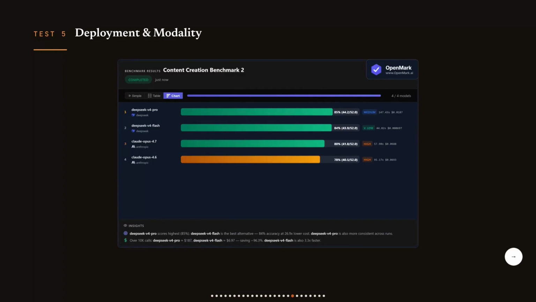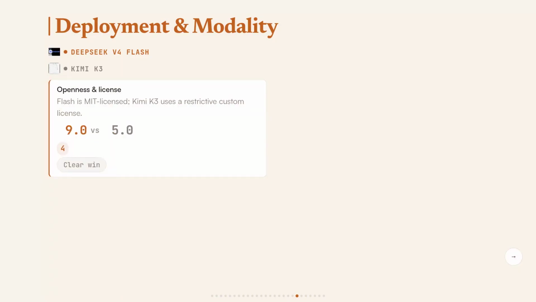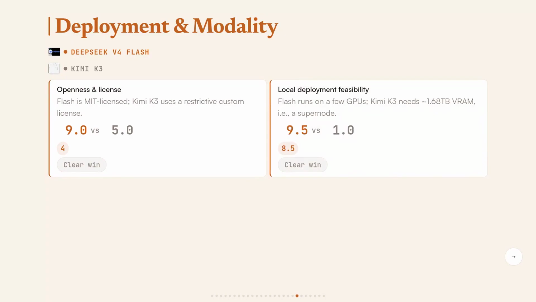so let's talk about what it actually takes to run each of these. DeepSeek V4 Flash is MIT licensed, weighs in at around 304 billion parameters, and runs on a single workstation at roughly 48 gigabytes of VRAM in FP8. I ran it at about 98 tokens per second on 4 CMP 170HX cards. Kimi K3 uses a restrictive custom license, its checkpoint is 1.56 terabytes, and local deployment is supernode scale only.